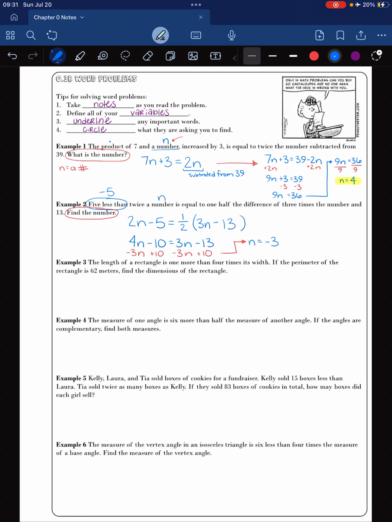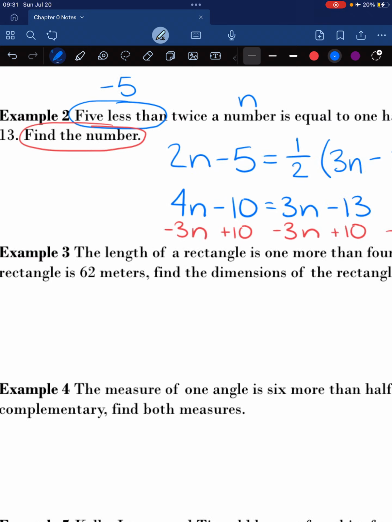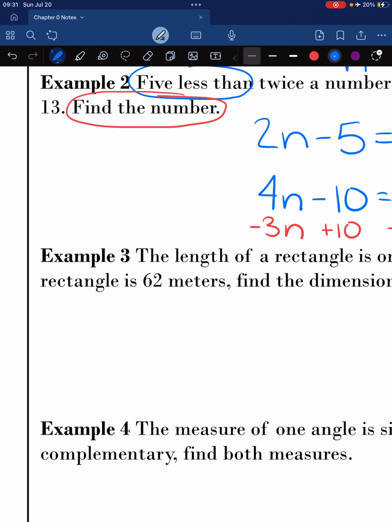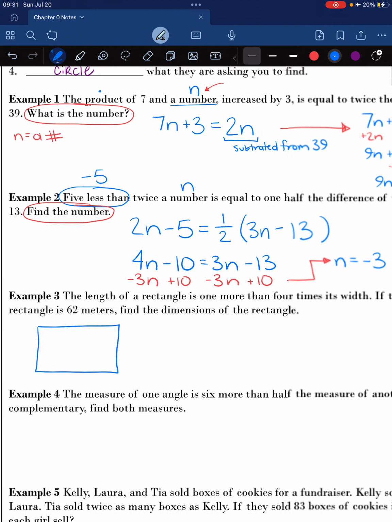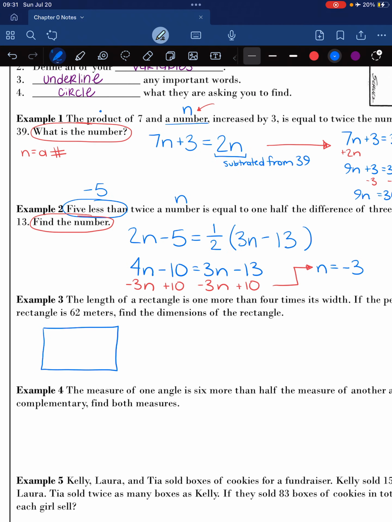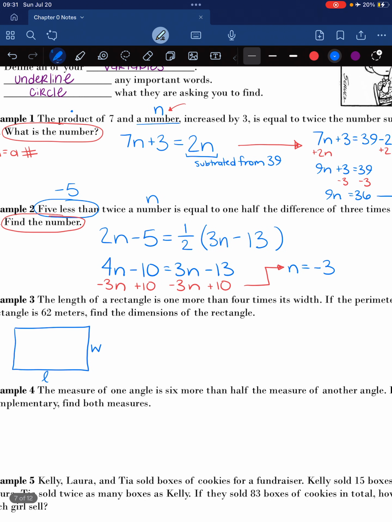The length of a rectangle. Okay, great. This was not in the tips up top, but a great idea for ACT and SAT especially. Whenever you see it talking about a rectangle or a triangle, draw it. Here's a rectangle. It's talking about the length of a rectangle is 1 more than 4 times the width, so maybe I'm going to label these L and W, so that's defining my variables. Okay, and now I'll start taking notes.